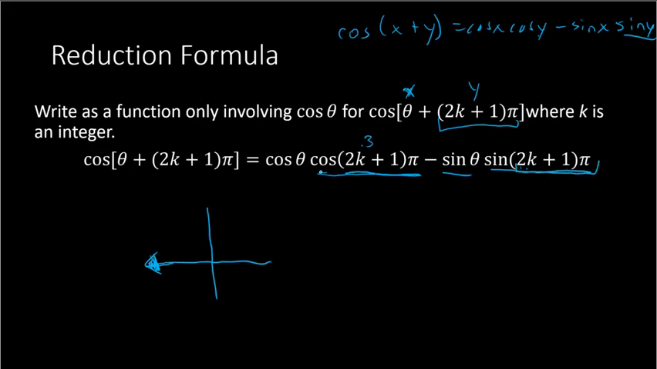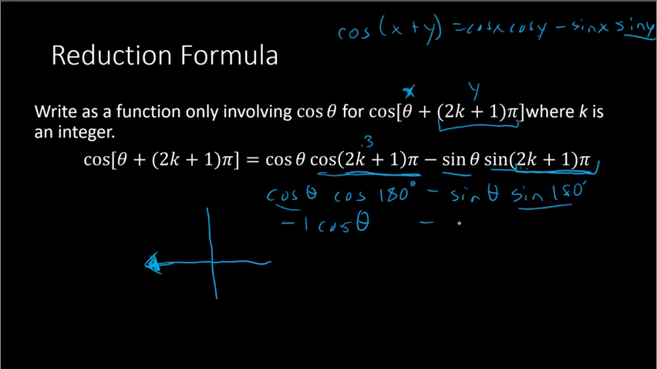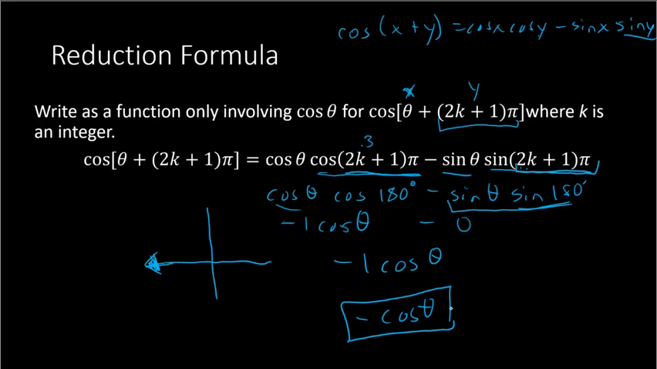So basically we have cosine of theta, and we need to figure out what the cosine of 180, or pi, same thing, is, and then over here what the sine of pi, or 180, is. Well, cosine of 180 is negative 1. So we have negative 1 times cosine of theta. And over here, sine of 180 would be 0. So we have 0 times sine of theta, which is 0. And that would give you negative 1 times cosine of theta, which is the exact same thing we got earlier: negative cosine theta. This is just another way that we can verify the same thing.